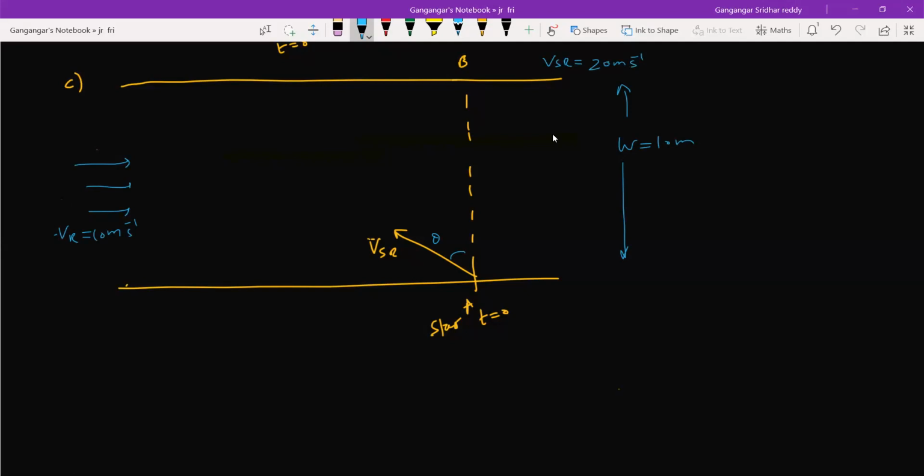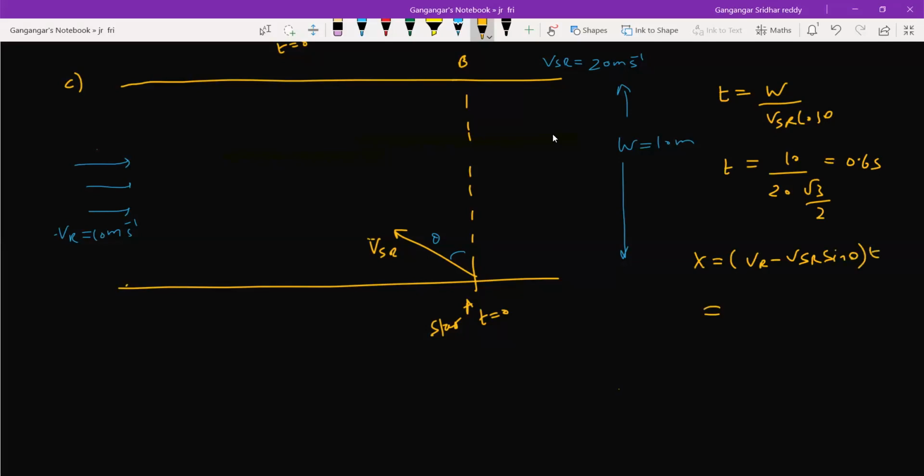Okay, now check it in this case. First, what is the method? First, you have to calculate the time. T is W by VSR cos theta, 10 by 20 root 3 by 2, 1 by root 3, 0.6 seconds. Then drift is equal to VR minus VSR sine theta into T. Value of VR is 10, VSR 20, sine 30 is 1 by 2, time 0.6. So I got the drift 0.